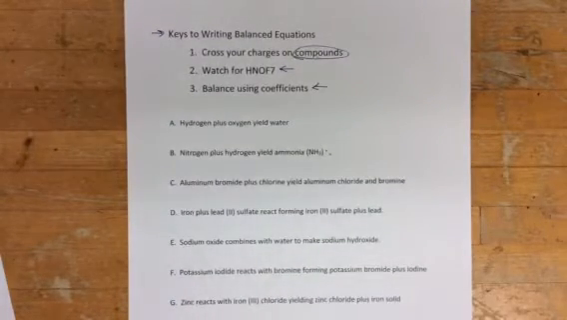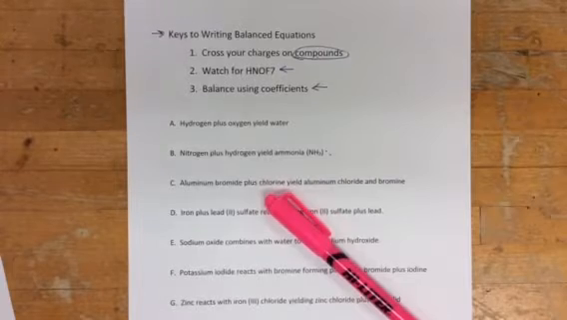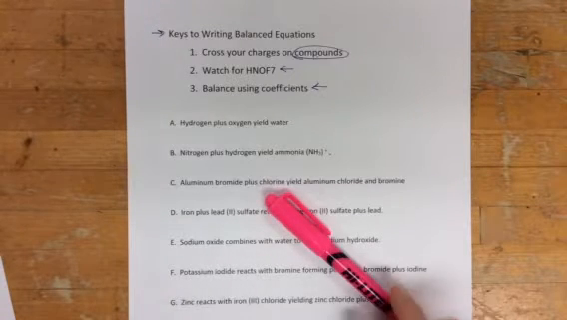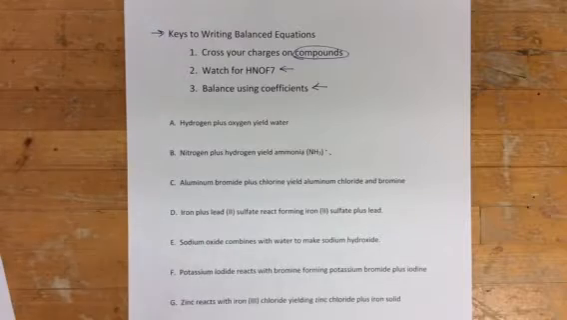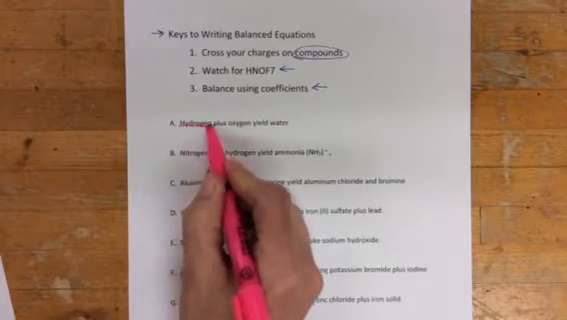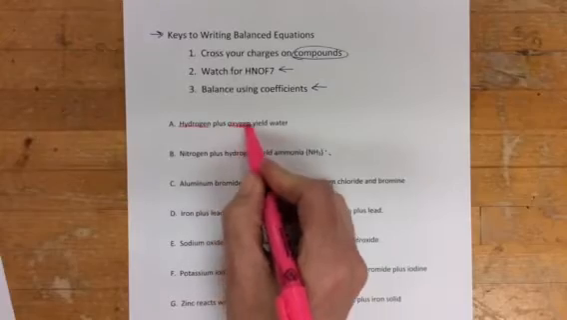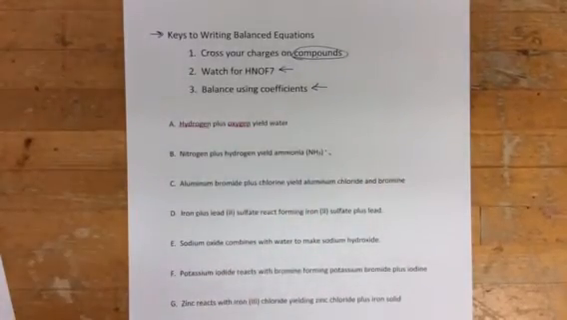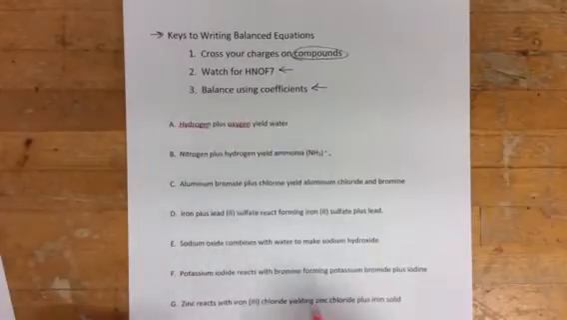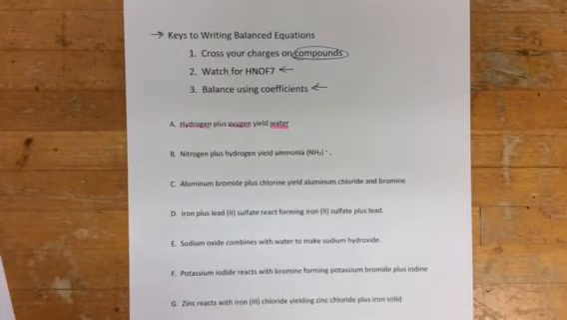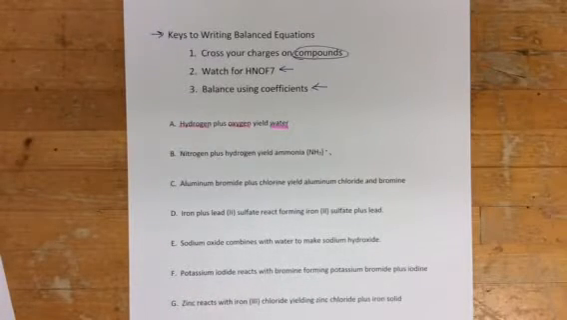Okay, I always tell my students the first thing you do, if you have a highlighter or a pen or whatever, find the chemically sounding things, the things that sound like chemicals, and highlight or circle them. So if you look at A, what are the chemically sounding things? Well, how about hydrogen? That's a chemical. Plus oxygen, that's a chemical. Yield water. I know water doesn't sound like a chemical, but that's what it is. So now we know what we have to write in actual formula form.